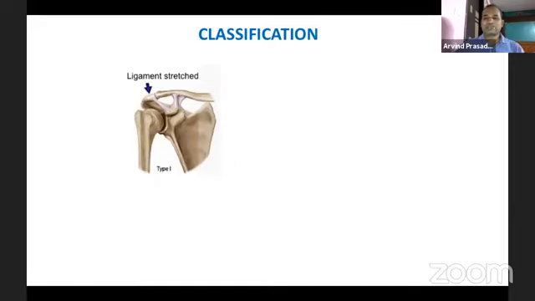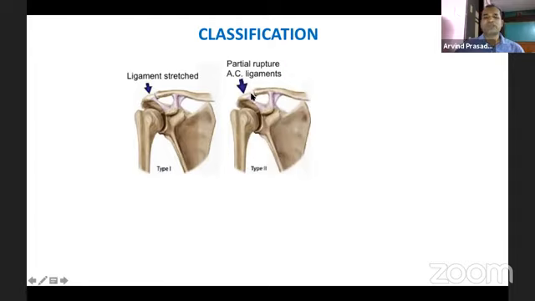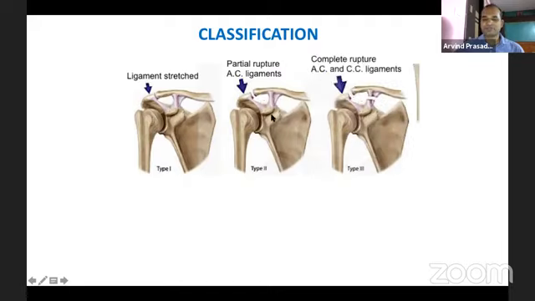So about the classification given by Rockwood in 1984, which considers both the AC ligament and the CC ligament. In type 1, the AC ligament gets stretched only. In type 2, there is either a partial or complete tear of the AC ligament, but the CC ligament remains normal. There is no problem with this, so there is not much translation of the clavicle.